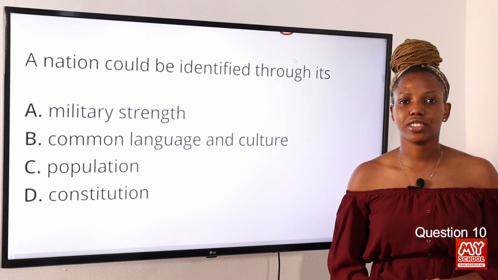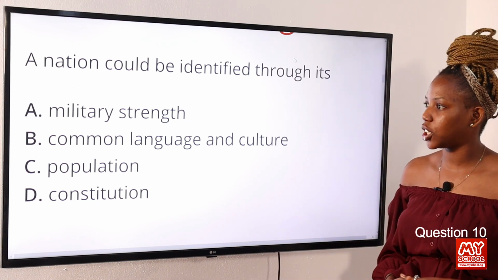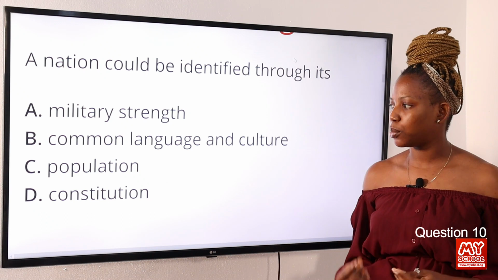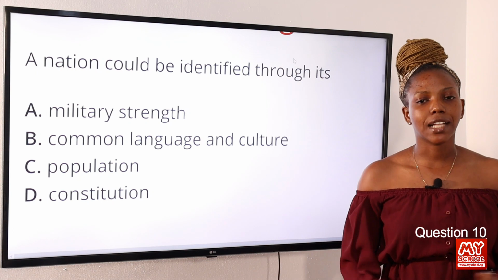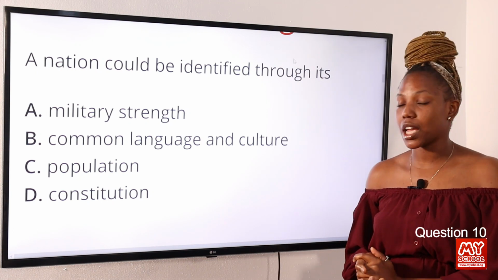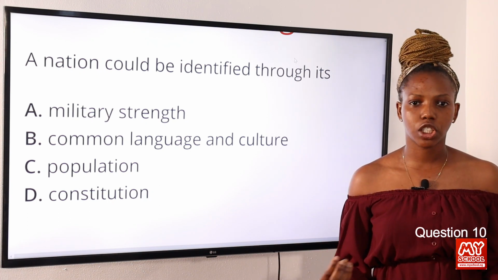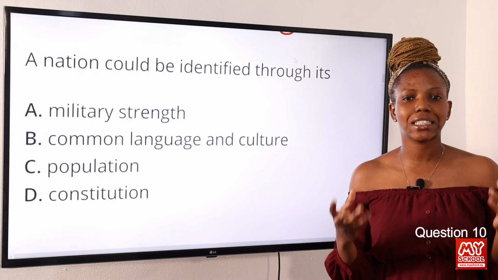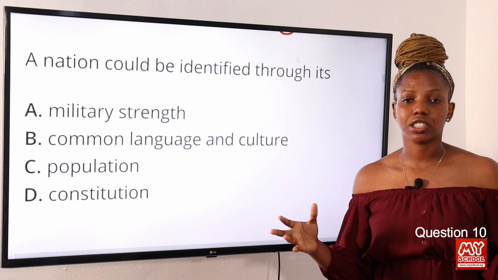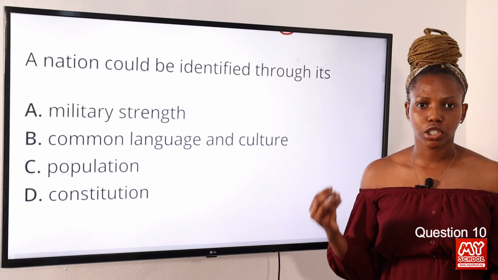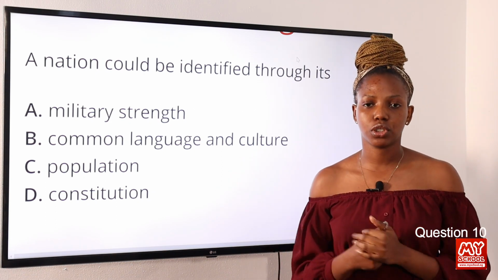Now, moving on to question 10. A nation could be identified through its option A, military strength. Option B, common language and culture. Option C, population. Option D, constitution. Now, the answer to this question is common language and culture. This is a distinctive element of a nation. A nation is a group of people who are united by the same culture and language, and they occupy a particular territory. But one unique thing about a nation is that they share common language and culture. So option B is the correct answer to this question.